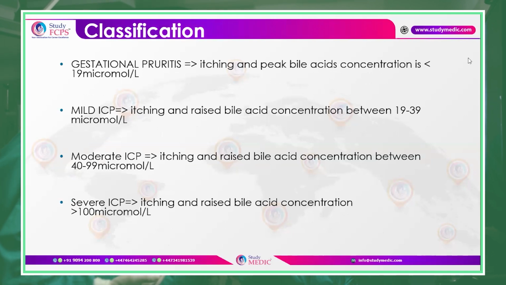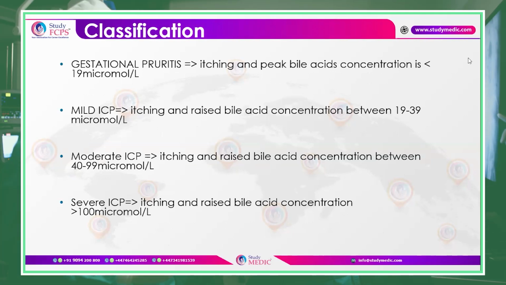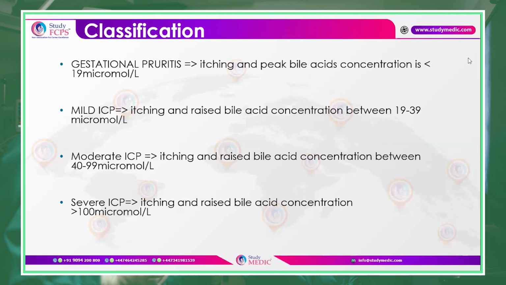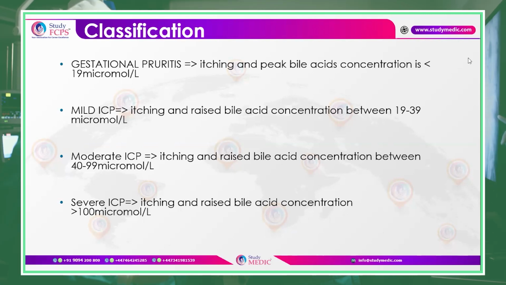Below that, there is a clinical condition called gestational pruritus. So, what is the classification? If there is itching along with a peak bile acid concentration below 19 micromole per liter, then the patient is diagnosed as a case of gestational pruritus. However, if the range is between 19 to 39 micromole per liter, we will characterize that woman as a mild case of intrahepatic cholestasis during pregnancy.